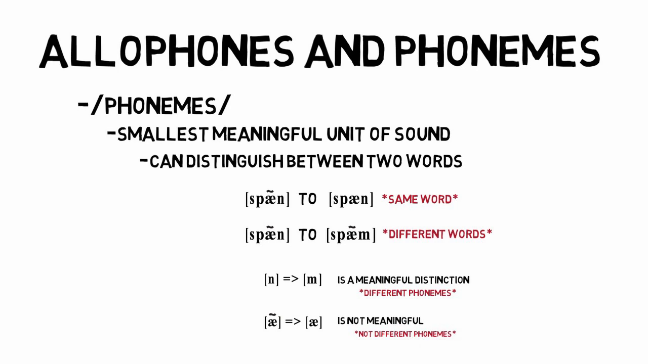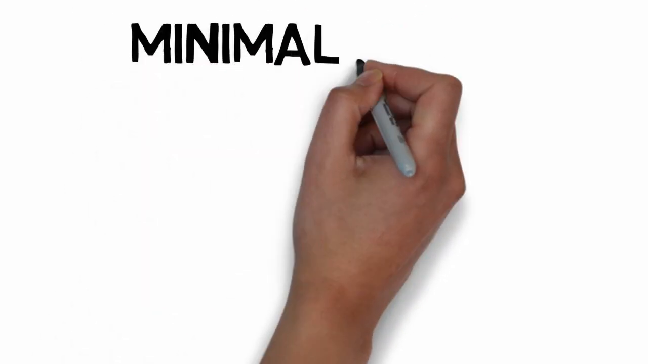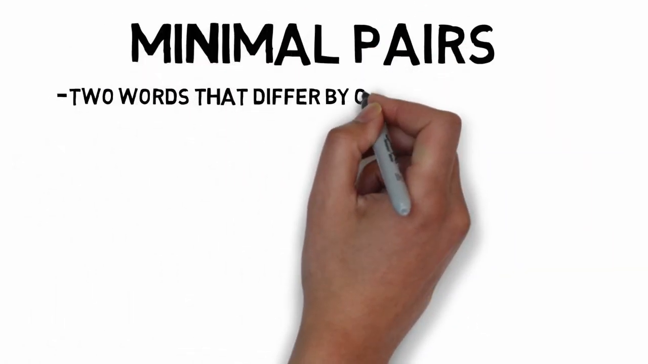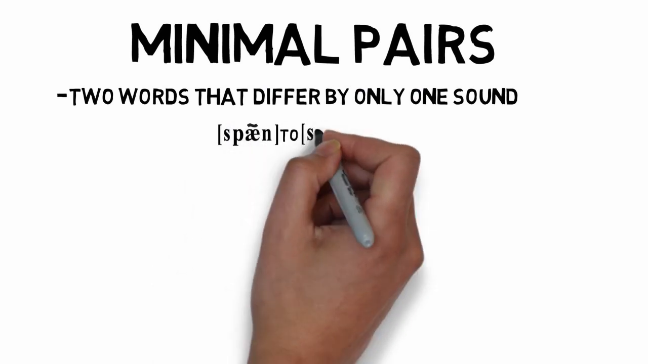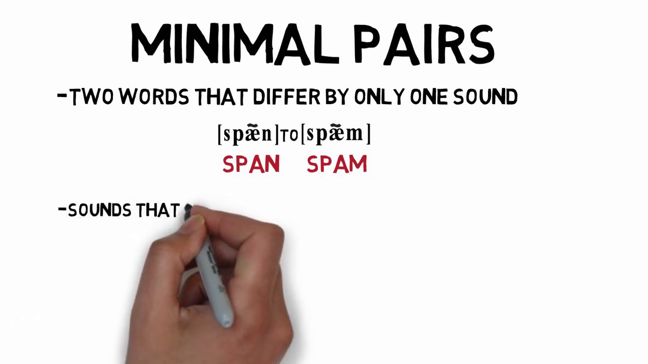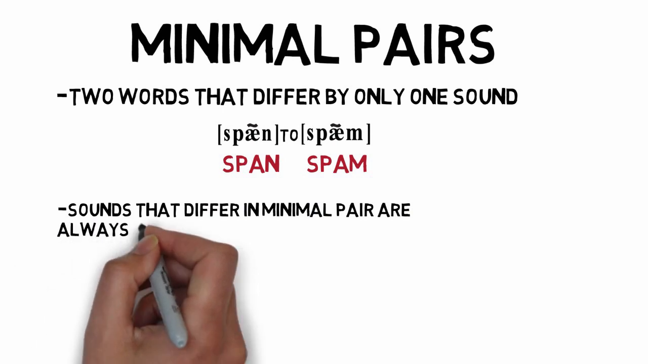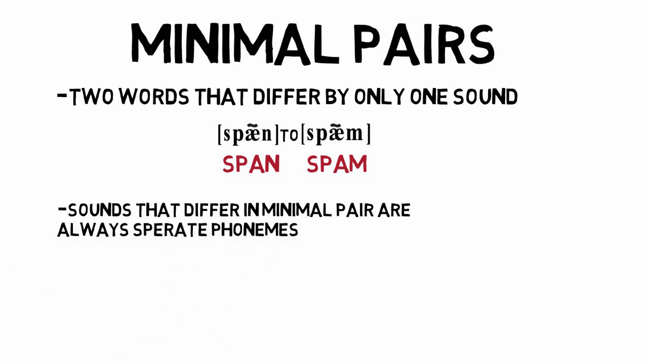It's worth noting that phonemes vary from language to language. Every language has its own set of phonemes, and this is one of the things that differentiate and define individual languages. When you can change a single sound and get a new word, as in span and spam, we have what is called a minimal pair. If you have a minimal pair, the two sounds that differ are always separate phonemes.